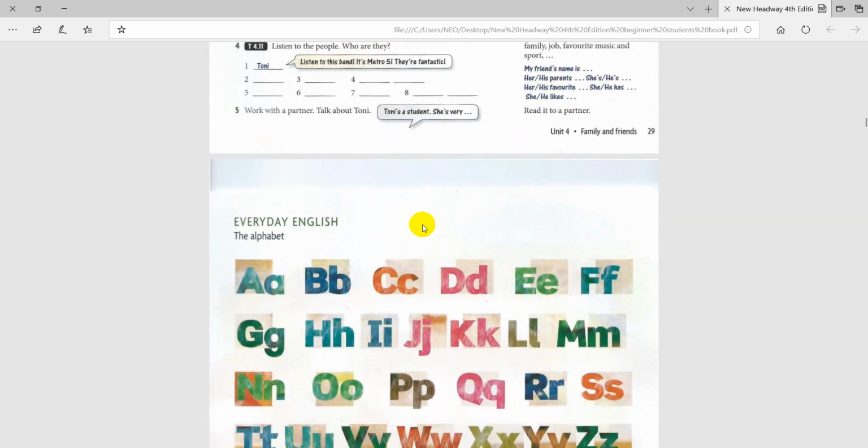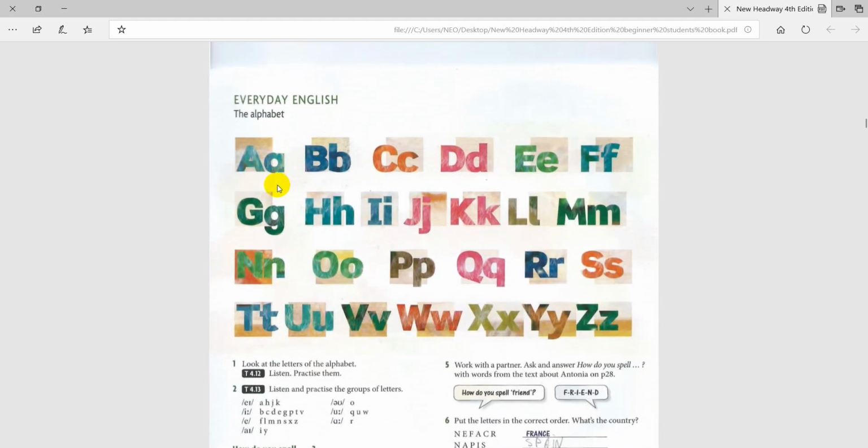Okay. Everyday English. Here we have the alphabet, the alphabet of the English language. A, B, C, D, E, F, G, H, I, J, K, L, M, N, O, P, Q, R, S, T, U, V, W, X, Y, and Z. So 26 letters in the alphabet of the English language. We should memorize them very well, and we should also know how to write them in capital and small.